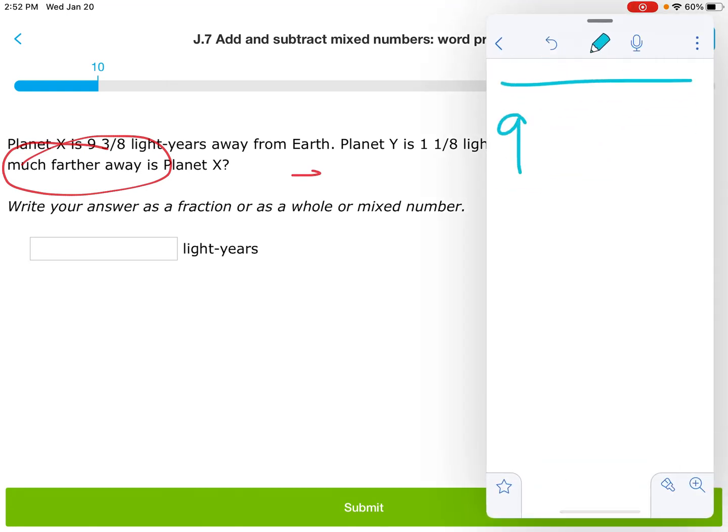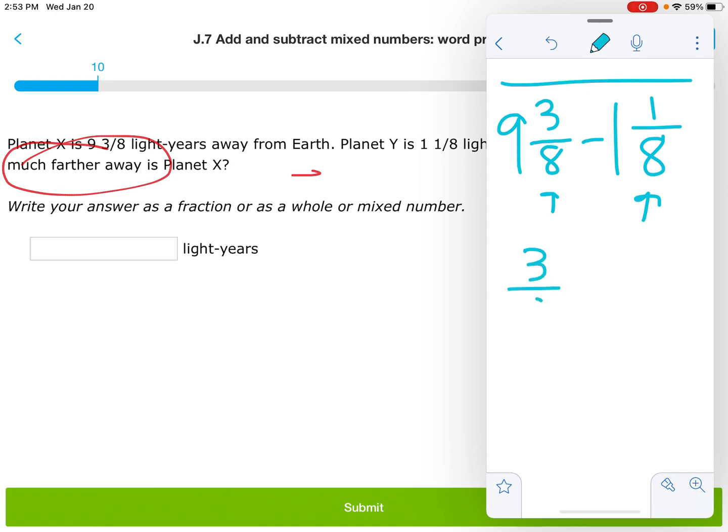Alright, so we have 9 3/8 minus 1 1/8. So again, I like to convert to improper fractions. You certainly don't have to. This time I'm not going to convert them to improper fractions. I'm just going to do the mixed numbers.